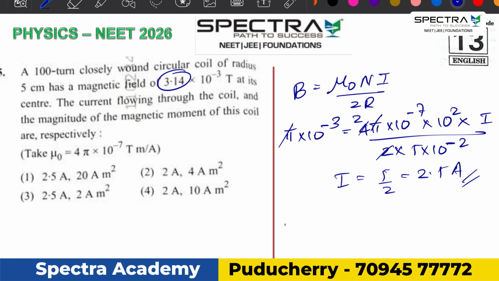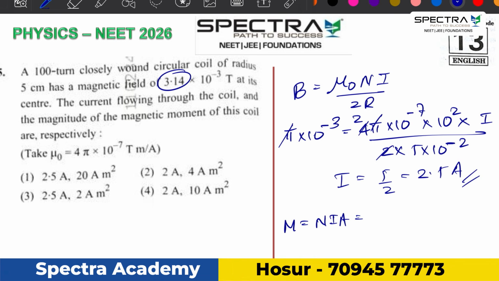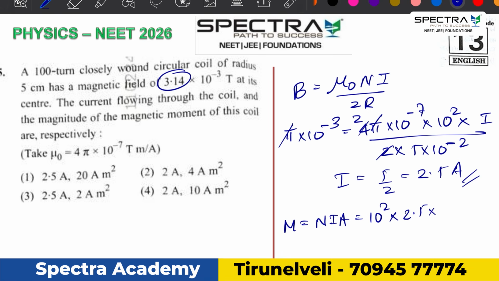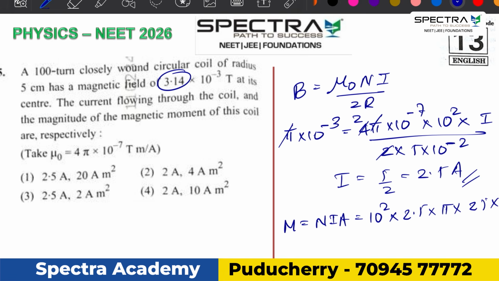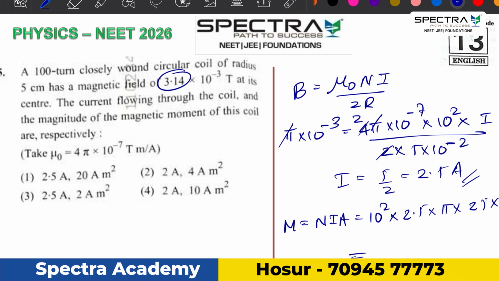So we have to find the magnetic moment also. What is the magnetic moment equation? It is N I A, right? The number of turns N is 10 power 2, current I is 2.5, into area. What is area? Pi into r square. R square means 5 centimeter square, so 5 into 5 centimeter square. We have to write its square like 25 into 10 power minus 4, students. On solving this, you will get 2.5 into 2.5 into 25, value 62.5.